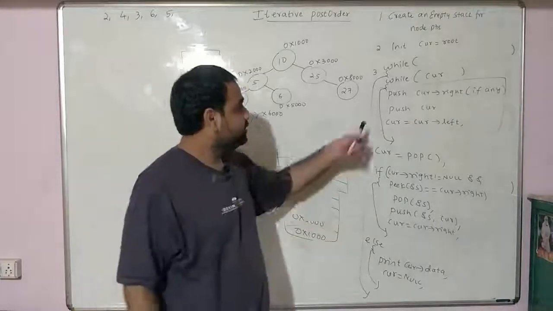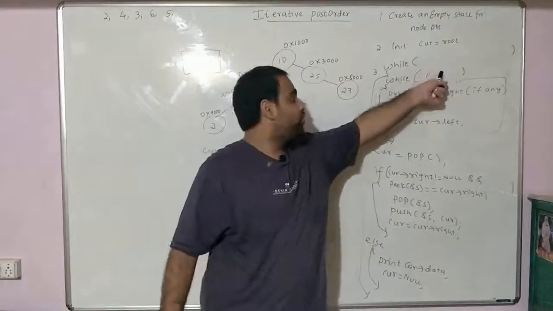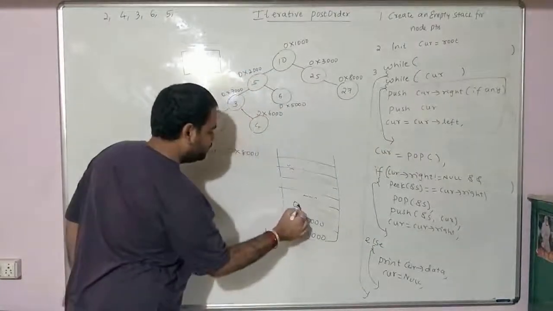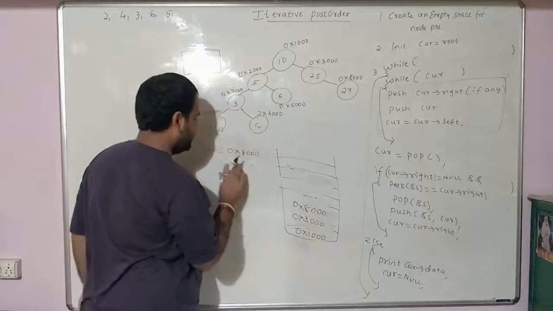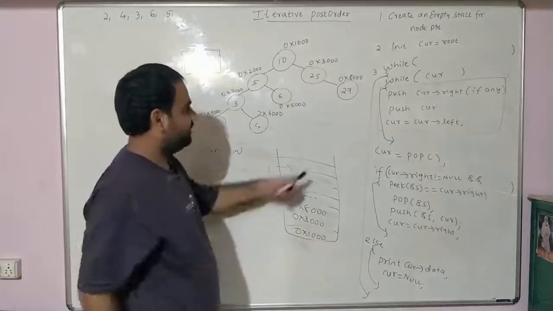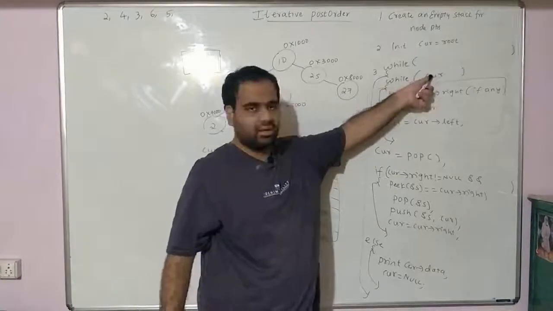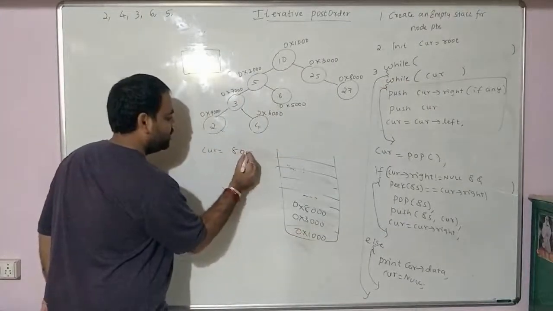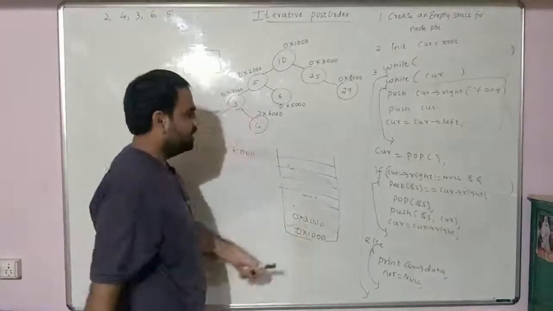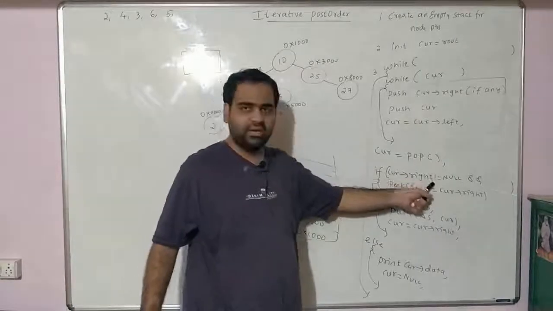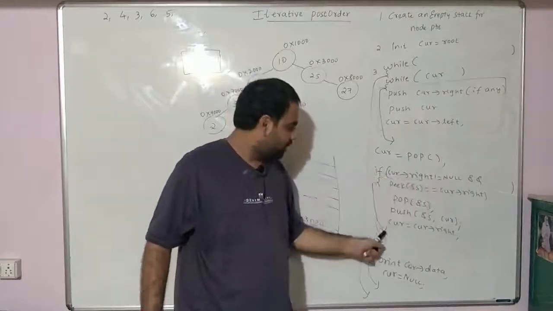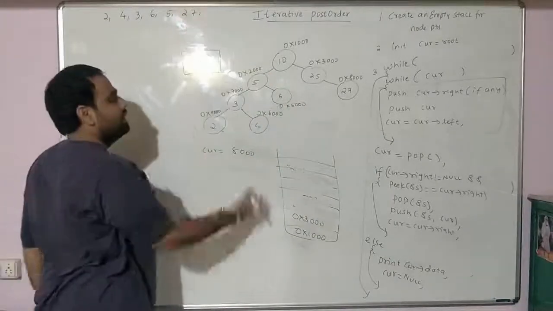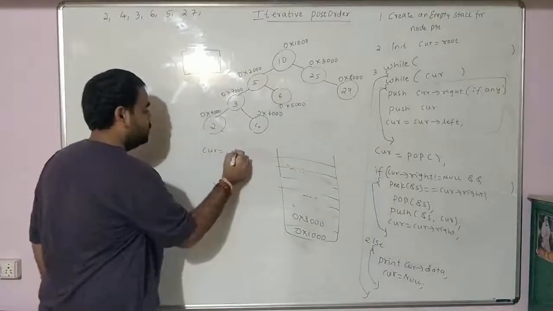It is 8000. Go back, assume the outer while is true, while 8000 is true. Push current right child. There is no right child. Push the current to the stack. That is 8000. Current equal current arrow left. The condition is false. Go back, the condition is false. You say current equal to pop. What do you get? You get 8000. Sorry, current arrow right. What is 8000 arrow right? Null. Null not equal null is false. You come out. Print 8000 arrow data. What is 8000 arrow data? 27. Set current equal to null.